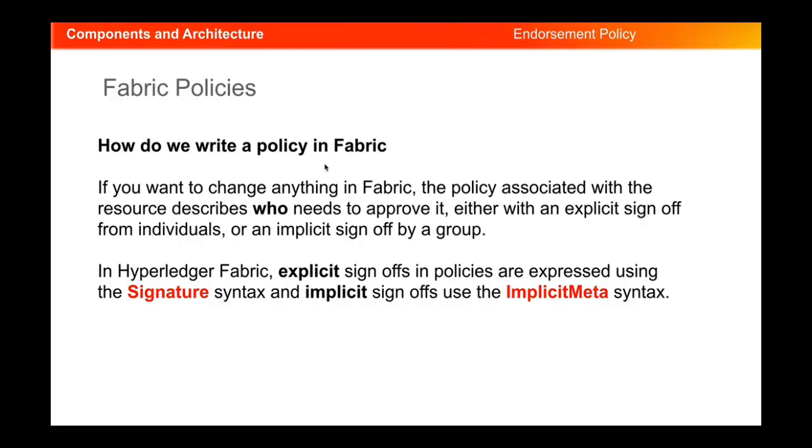So how do we write a policy in Fabric? If you want to change anything in Fabric, the policy associated with the resource describes who needs to approve it, either with an explicit sign-off from the individual or an implicit sign-off by a group. In Hyperledger Fabric, explicit sign-offs in policies are expressed using the signature syntax, and implicit sign-offs use the implicit meta syntax. Keep in mind that there are two types of policies you can expect in Hyperledger Fabric. One is signature and the next one is implicit meta.